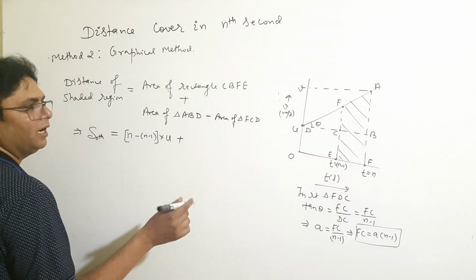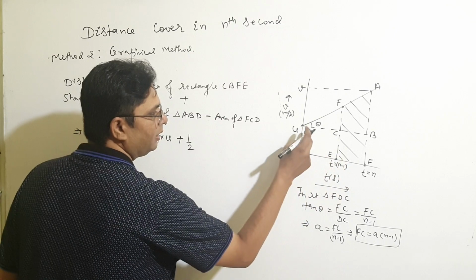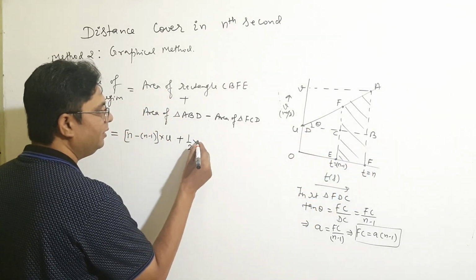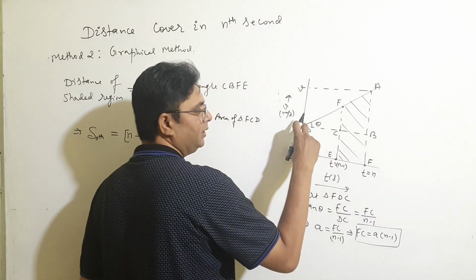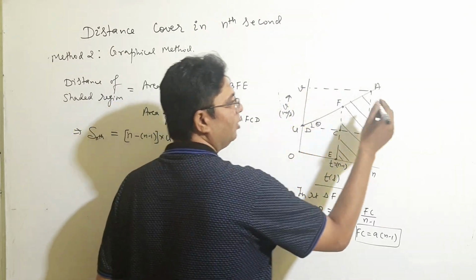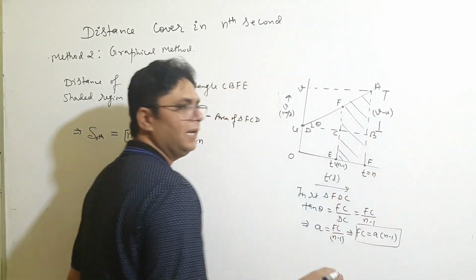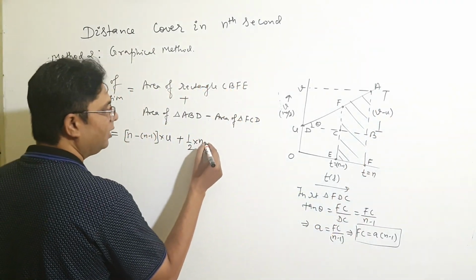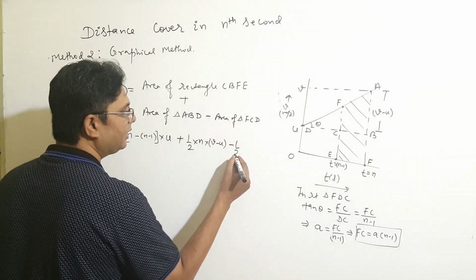So what is the area of triangle ABD? Half base into height. Half base is DB, and height is the distance. This distance is U and this is V, so this is V minus U. So the height of the triangle is V minus U. So right here, half into V minus U.